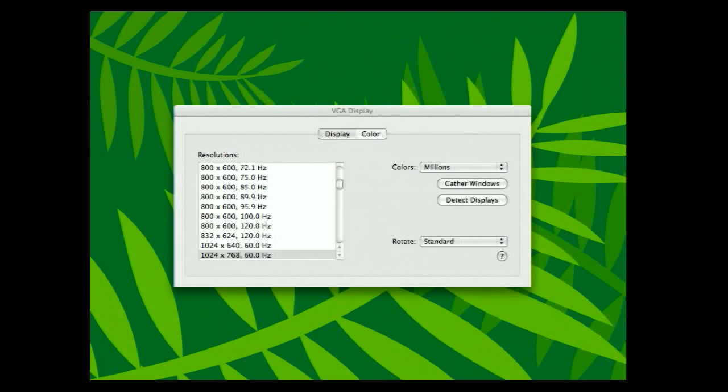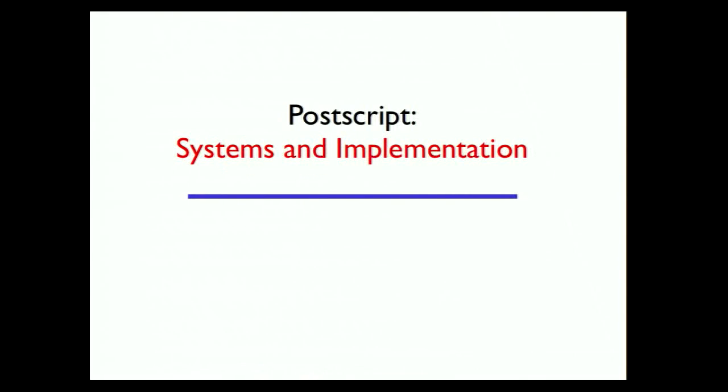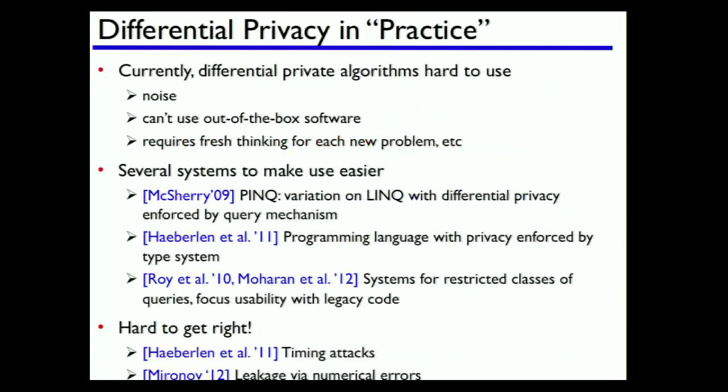All right, so let me just end with a quick postscript about systems and implementation. So this talk has been very theoretically focused, as you probably noticed, but what's going on in practice? There's a lot actually going on in practice. The high-level message is that so far, for differentially private algorithms there's been a lot of progress, but they're still hard to use. They're hard to use because they add noise and distortion, and that's something that users of data don't want to deal with, if possible.